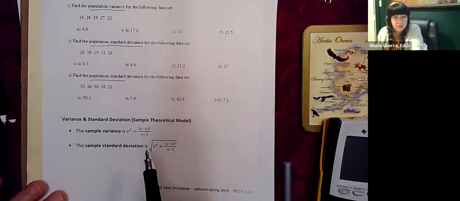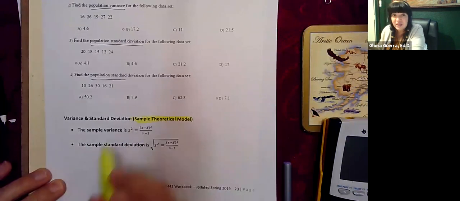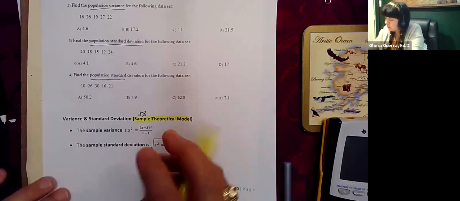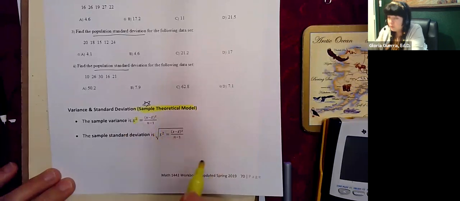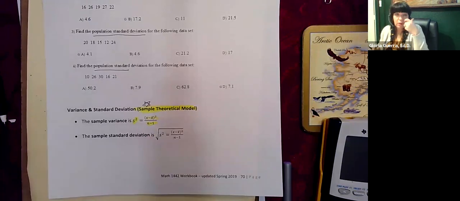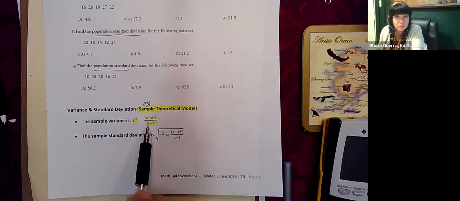Now down here it says variance and standard deviation. This is good. Sample theoretical model. So this is what we want to focus on from a sample. So the sample variance, there's your S squared from your textbook. Now this is the formula, but we're actually going to use the computational model, which is on the next page. And then there's your sample standard deviation.